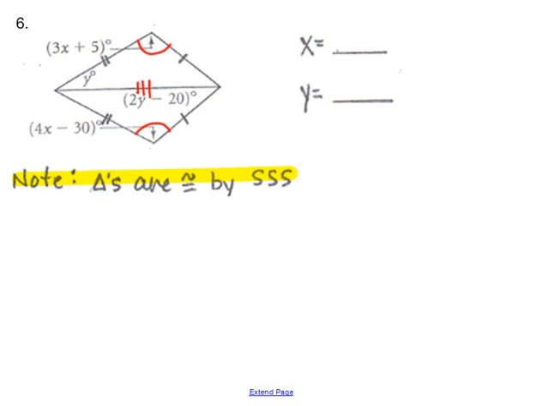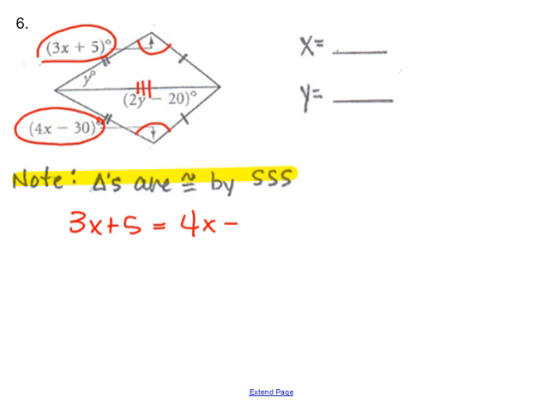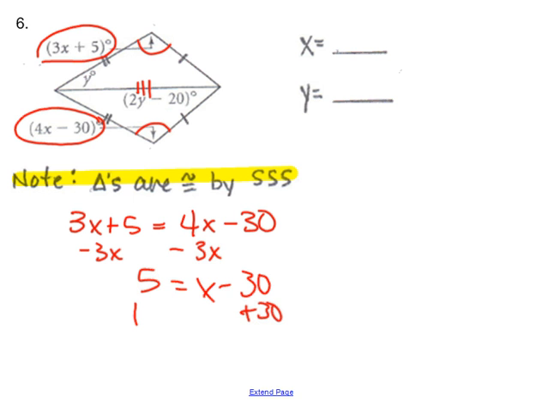So I'm going to take this algebra and equal it to this algebra. So 3x plus 5 equals 4x minus 30. All right, so I'm going to take 3x away from both sides. And I end up with 5 equals x minus 30. Plus 30, plus 30. 35 equals x.